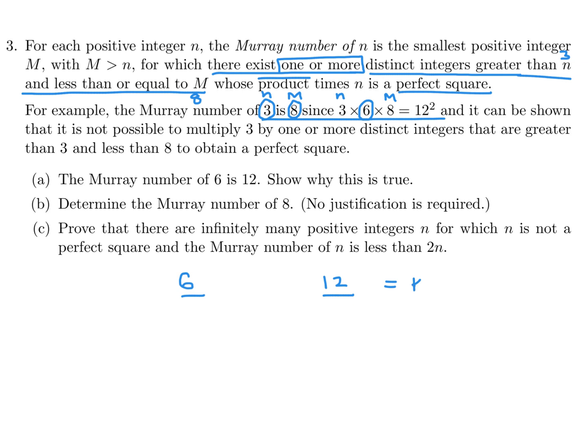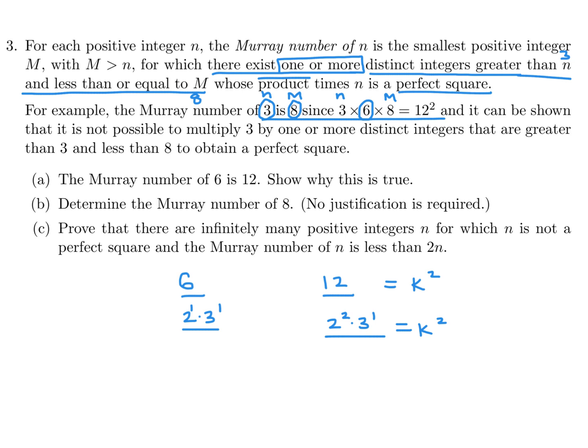And that's going to be some perfect square. So they're asking us to show how this works. All right, so let's see here. I think a good way to do it is to break it up into its prime factors, which would be 2 times 3, and then 12 is 2 squared times 3. Like that. You don't have to, but perhaps it would help.